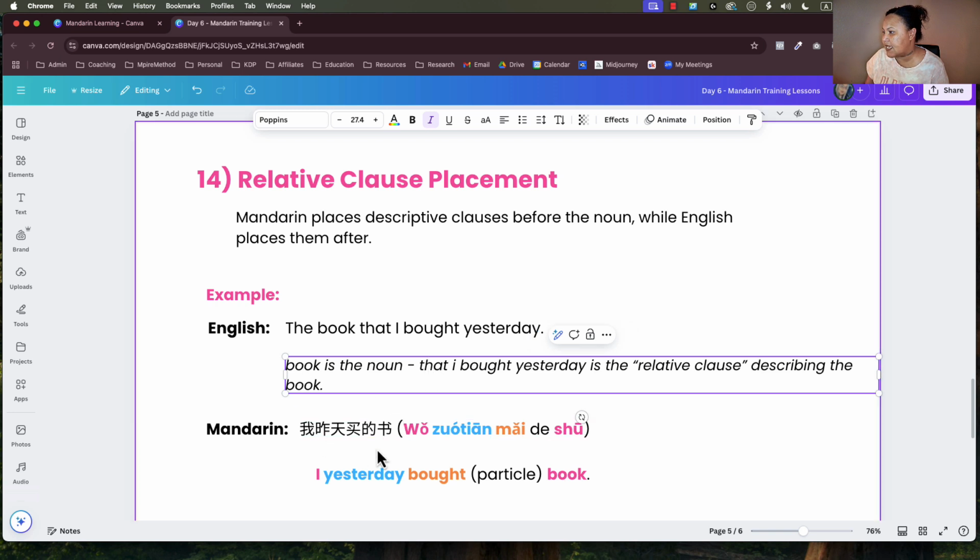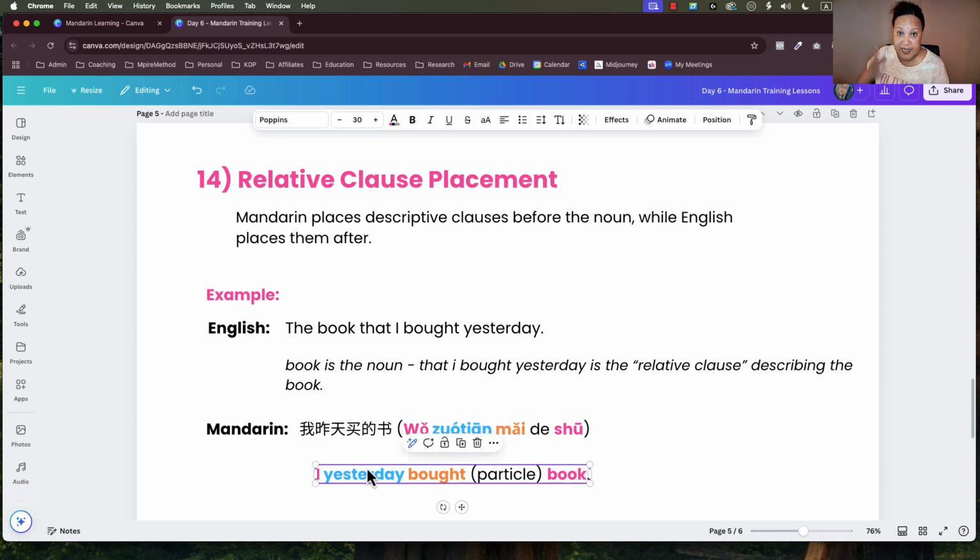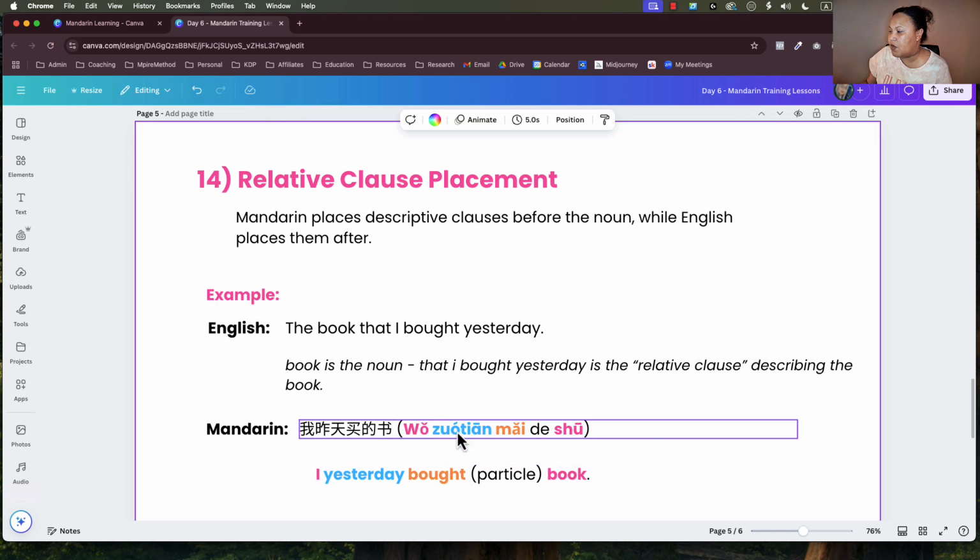Where Mandarin says, I yesterday bought the book. So it's flipped. And that's because they're using a time word. And time words go in front. We're going to learn more about that as well, in the order in which they go. It does follow a subject, verb, object sentence structure like English, but whenever you're talking about a time or location, time and stuff go before the subject and the verb and the object. So it changes up based on what you're talking about.